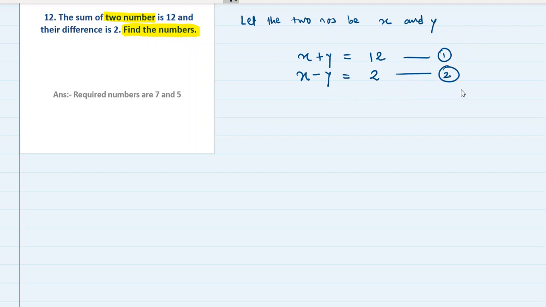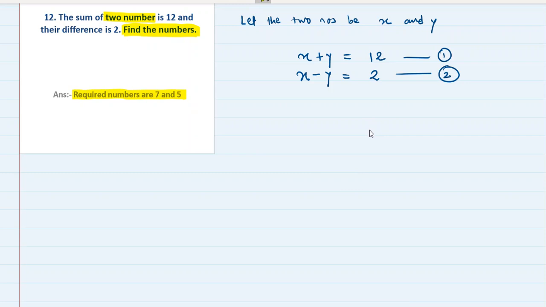It's very easy to solve this pair of linear equations in two variables, right? With any method which you like. You can solve it with elimination by substitution, or elimination by equating coefficients, or the cross multiplication method. You can choose your method and solve it. Once you get the final answer, that is x and y, you will write the final answer like this in a statement. The required numbers are 7 and 5.